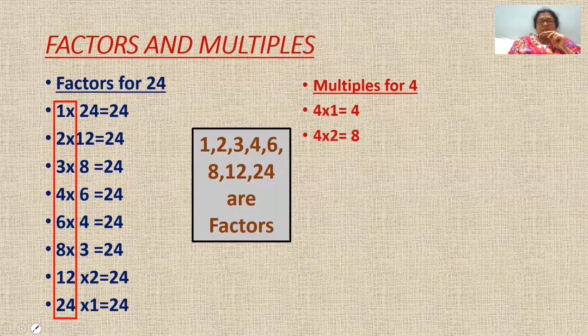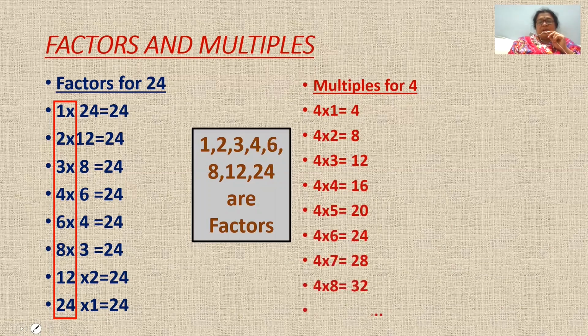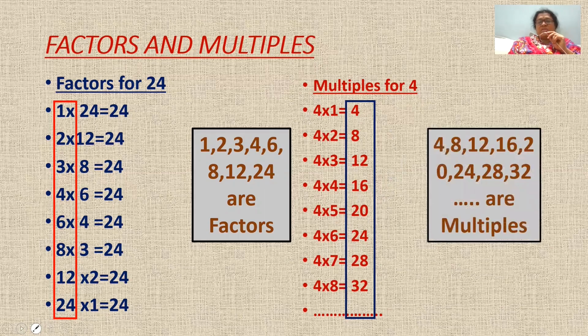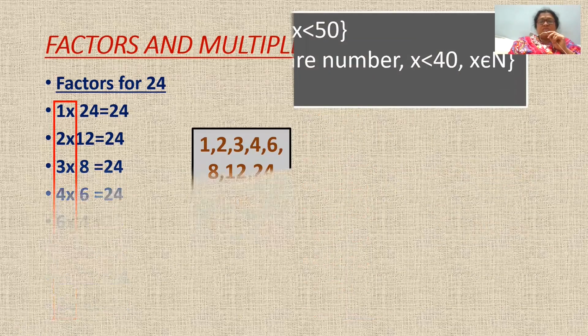Multiples of 4 are nothing but the 4 table. You can write it like this. This is an infinite set, and the multiples are the numbers inscribed in the box: 4, 8, 12, 16, 20, 24, 28, 32, and so on. These are the multiples of 4. So this knowledge is very essential.